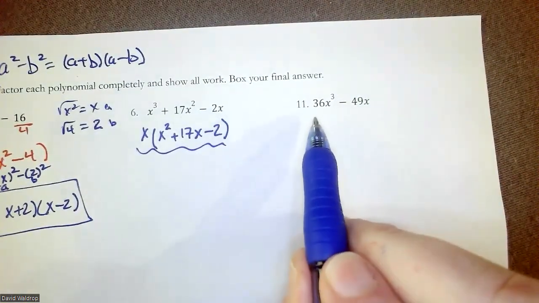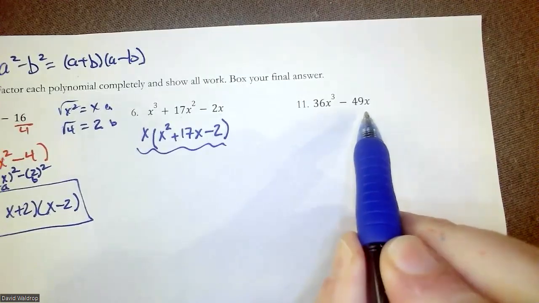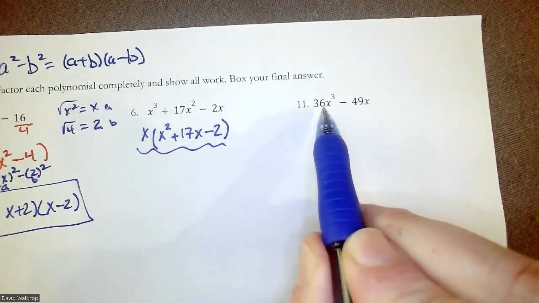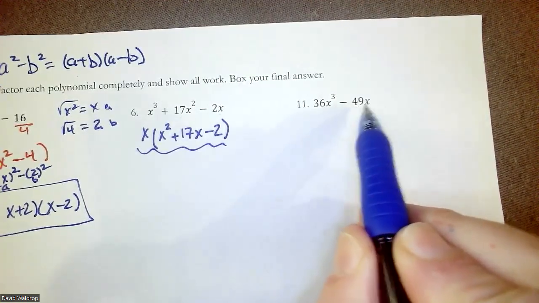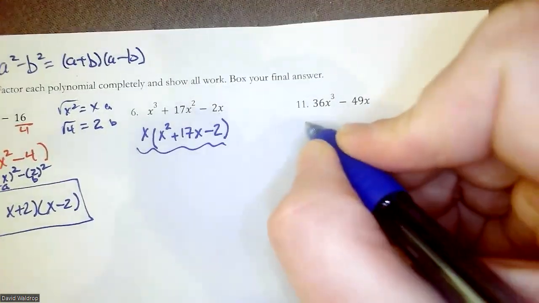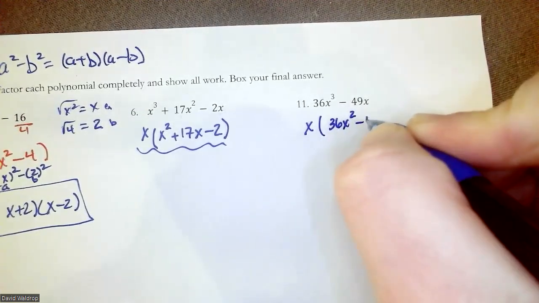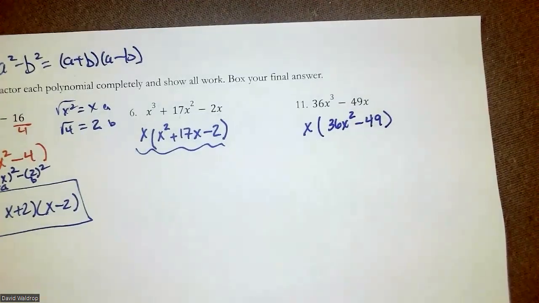So here I got a 36x cubed minus 49x. First, look for any GCFs. All right. 36 and 49, there's nothing I can take out, but I can take an x. So I'm going to take the x out. This will leave me 36x squared and a minus 49.